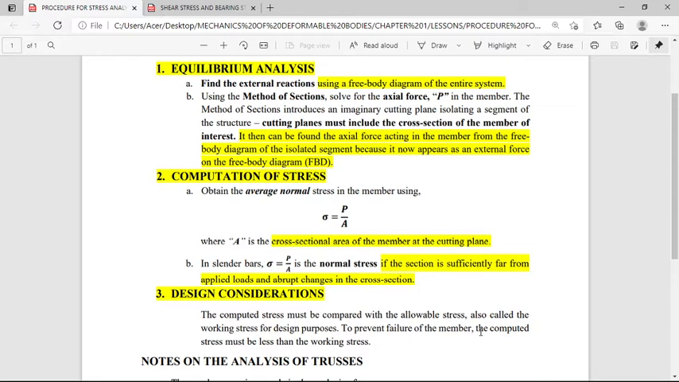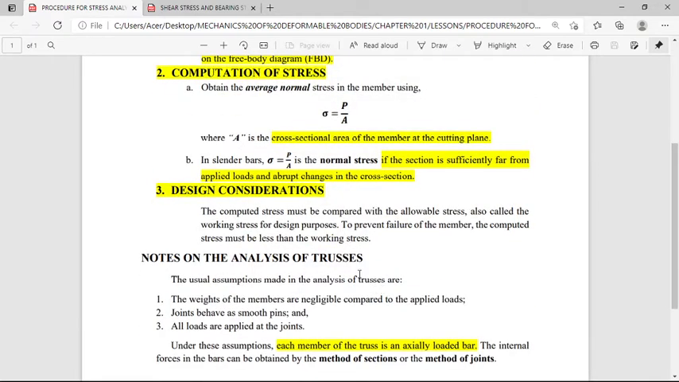So, in slender bars, our formula stress equals P over A is the normal stress, if the section is sufficiently far from applied loads and abrupt changes in the cross section. Okay. So, what do you mean by slender? Slender means payat in Tagalog. So, yung P over A daw na yun is already the normal stress if the section is sufficiently far from applied loads. Okay. And the last is our design considerations, obviously.